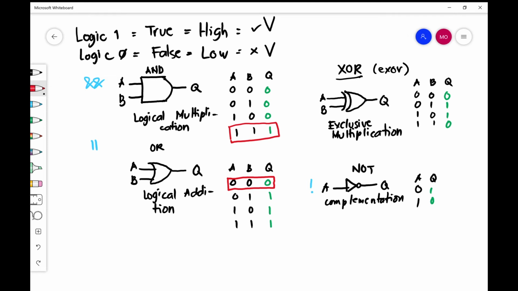Lastly, we can also write their equations as Q is equal to A times B. Q here is equal to A plus B. And Q here is like A plus B, but with a circle to denote it's an exclusive addition. Sorry, let me correct that, guys. It's an exclusive addition, not multiplication.